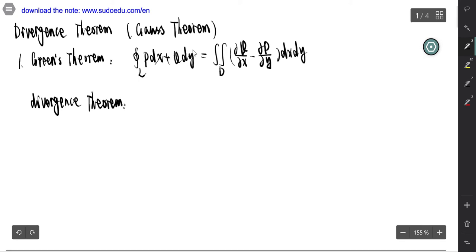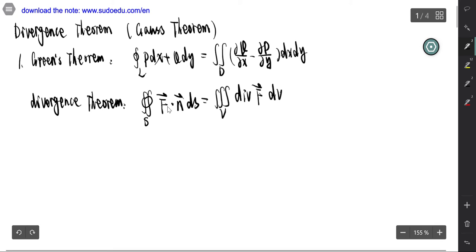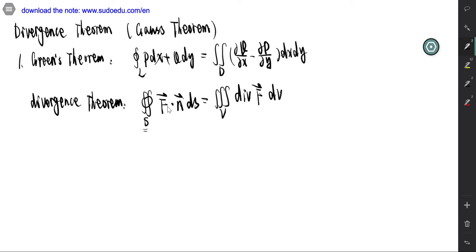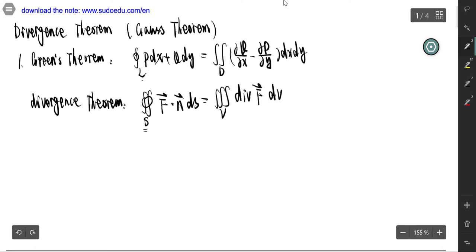It says the closed surface integral of F dot N dS is the triple integral of divergence F dV. This is for a closed surface and the orientation is positive orientation. For Green's theorem, the line integral should be positively oriented.